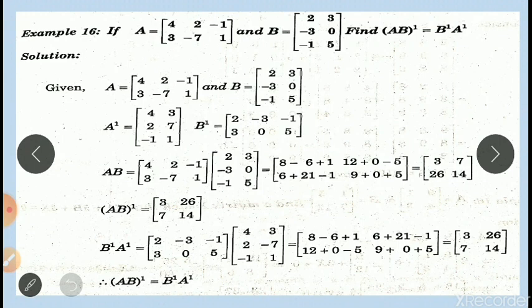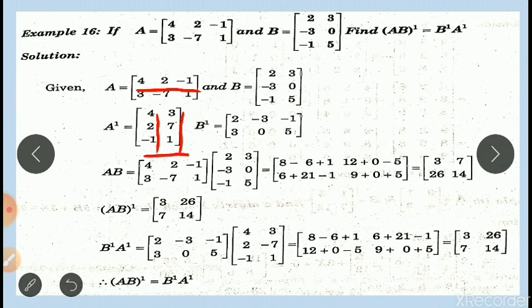Here, in the first step, we have to transpose the A matrix and the B matrix. As you know the meaning of transpose, we have to convert the rows into columns. Here the A matrix will be transposed. The first row, 4, 2, minus 1, will be written in a column. 3, minus 7, 1 will be written in a column. Likewise, we have to transpose the B matrix. Next, we have to find the product.